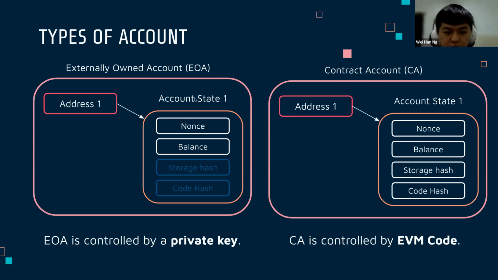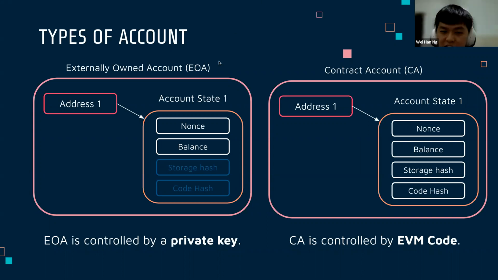So if you look at the visualization here, you can see that I put this in a darker color. It means that for EOA, storage hash and code hash technically don't exist on the account state. Okay, I can't say that it technically doesn't exist. It exists on account state, but it's just an empty value. So basically, it doesn't have any use for EOA.